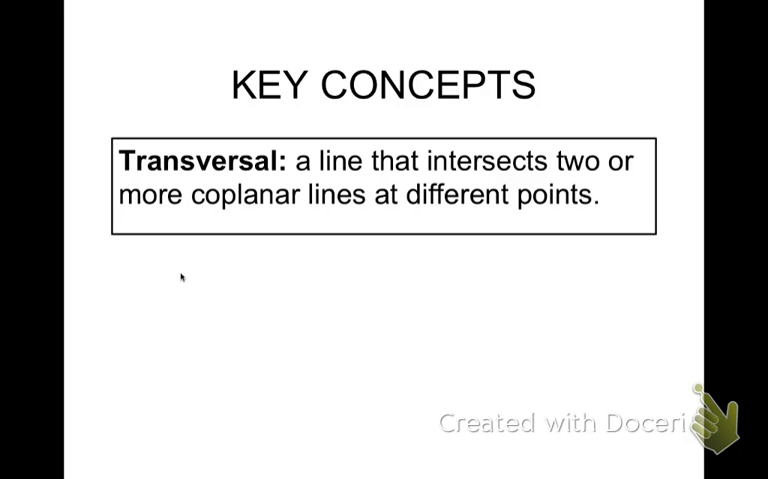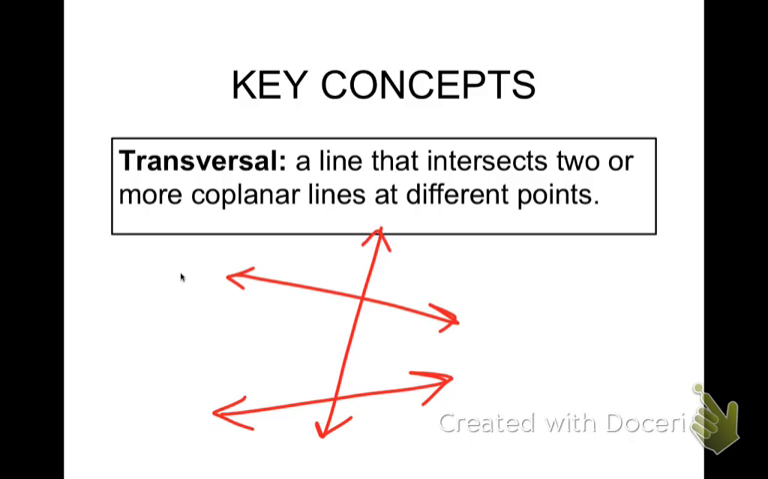You don't have to put this in your notes because you have examples up there. So just really quickly, just watch. So here I have two lines. Do they both lie on the same plane? Yes, they do. The plane is the board itself, right? A transversal is any line that intersects both those lines. So this yellow line would be a transversal. This yellow line would be a transversal. Okay? So a transversal is a line that intersects two or more coplanar lines at different points.